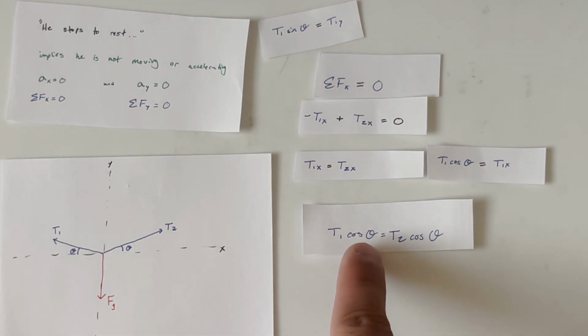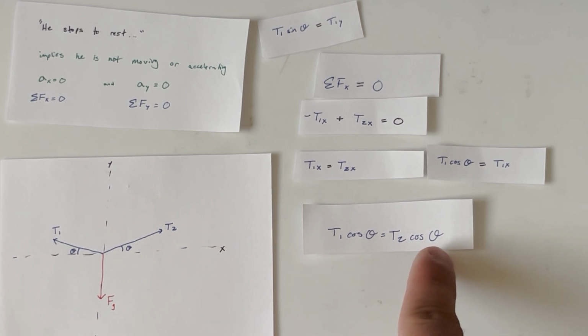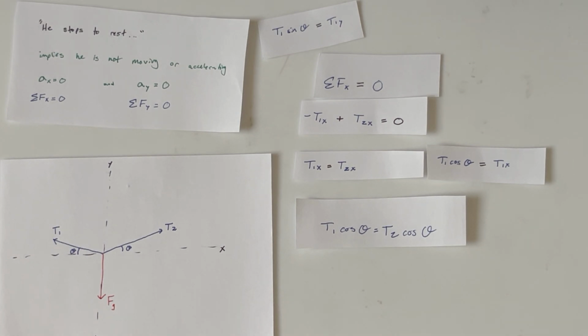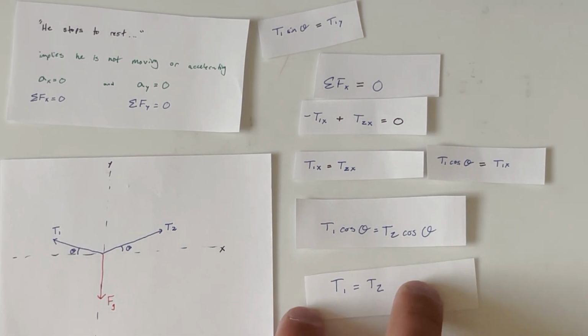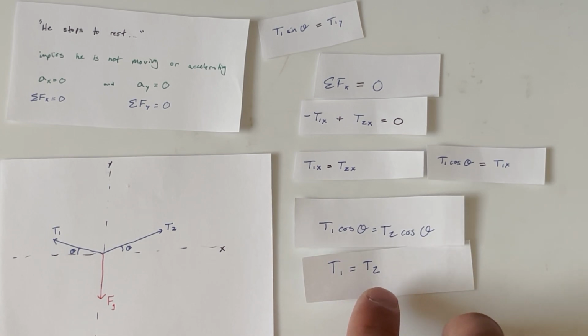So now we have that tension 1 cosine of theta is equal to tension 2 cosine of theta. And what can we do here? Well, cosine of theta and cosine of theta, those are going to cancel out. So we're going to end up with just tension 1 is equal to tension 2. Now, that is something that we probably could have intuited, but now we're on the right direction and we know that this is true, that tension 1 and tension 2 are equal to each other.